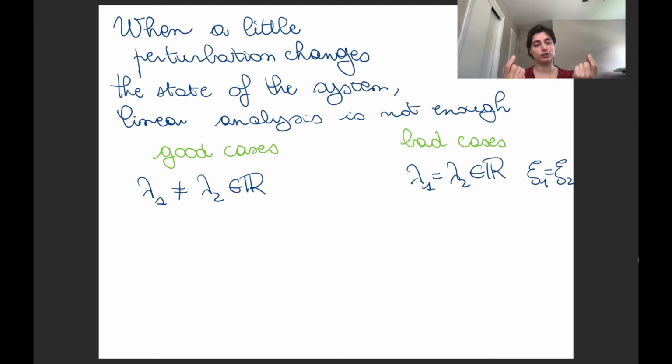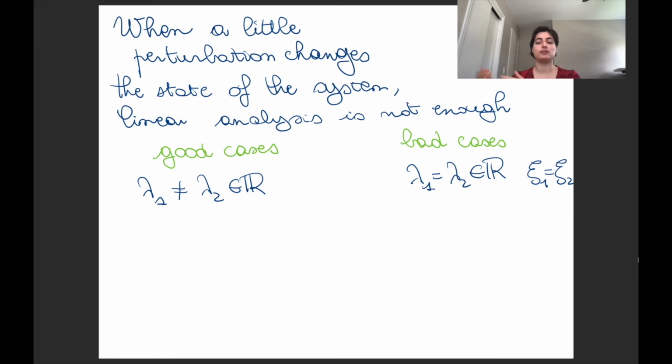If changing a little bit the positions of our eigenvalues changes the type of eigenvalues that we are, then linear analysis is not enough. Let's look at some bad cases and good cases. If you have lambda 1 and lambda 2 real and different, then wiggling them around a little bit will keep them being real and different. So our linear approximation is good because it gives us important information about the behavior of the system that can wiggle away without losing information.